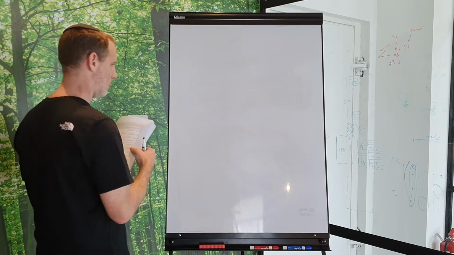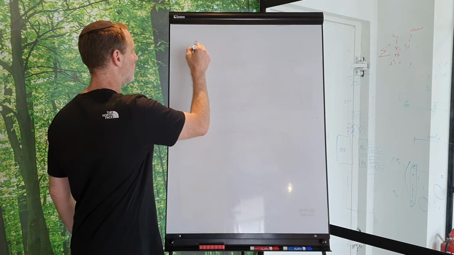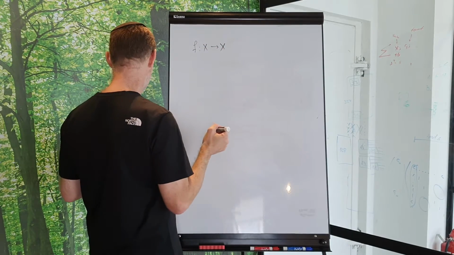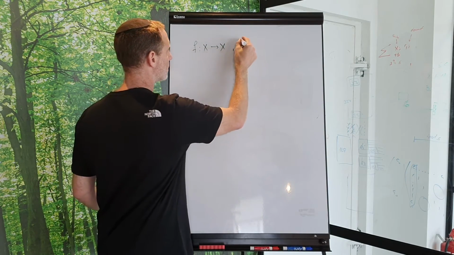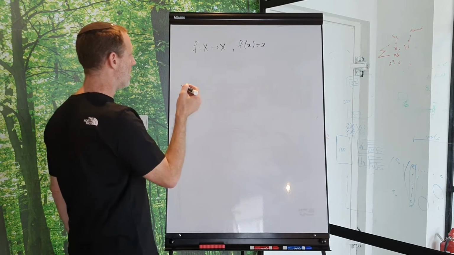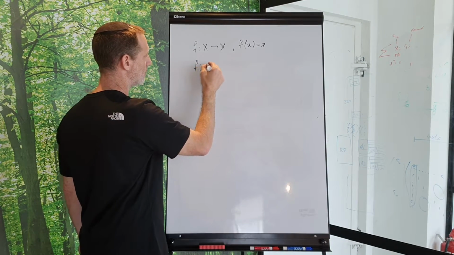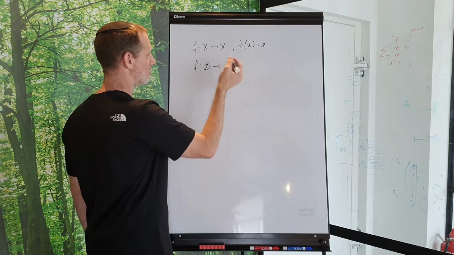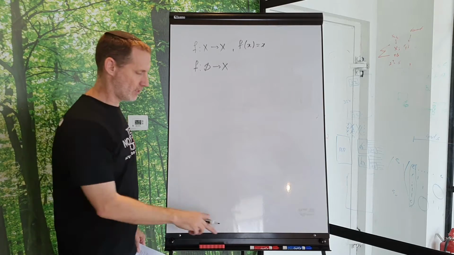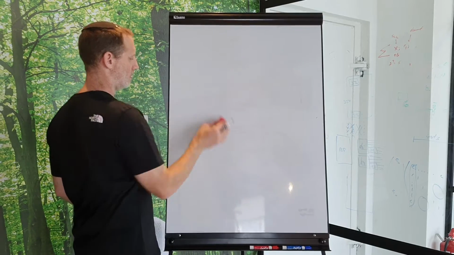The identity function is just a mapping of x to x, such that f of x equals x. This is called identity. And there's also something called the empty function, where the empty set maps to any set that you want. That's an empty function, and that's just to be complete.